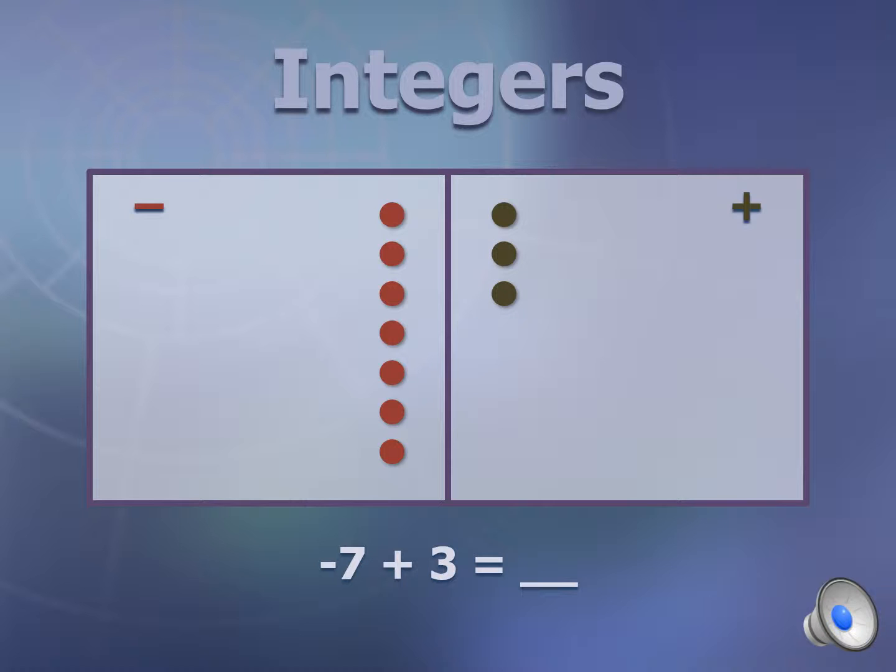Now, in order to solve this problem, we would then begin canceling out pairs. What I mean by that is 1 positive counter and 1 negative counter. And we have to have pairs in order to cancel them out.